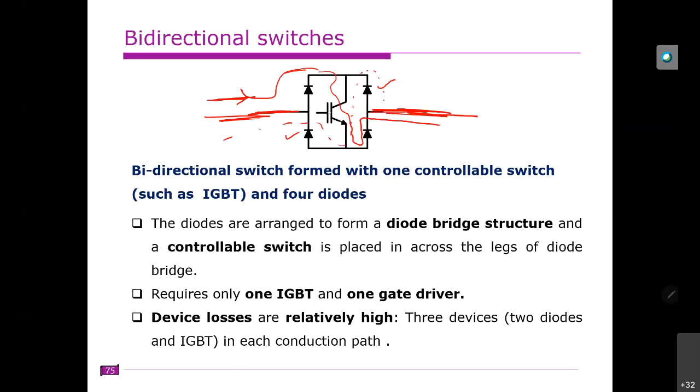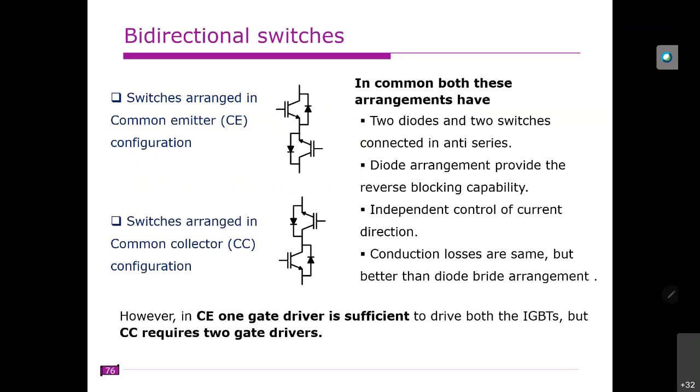Across the switch, the current is always in one direction, but depending on the current direction, the opposite diodes will conduct. So how many switches are actually conducting here? Two diodes and one switch are conducting, right? So depending on the current direction, two diodes and one IGBT are always conducting. So we have another one.